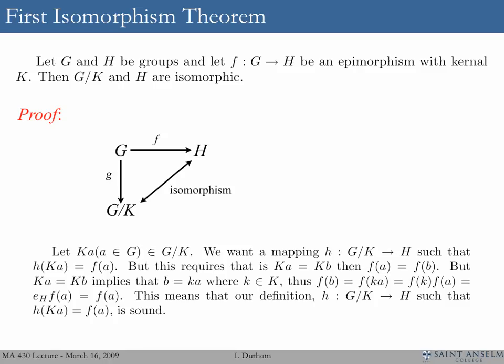Now, that means that if Ka is equal to Kb, then f of a equals f of b. But if Ka and Kb are equal, that implies that b is equal to ka, where k is some element of K. So you've got f of b equals f of ka, and then you can partition it as f of k times f of a, which is equal to the identity in H times f of a, which is f of a, okay? And what that means is that our definition that we've chosen for this is sound, it's valid, okay? I'm not going to go through too much more of the proof because I did do that in class.